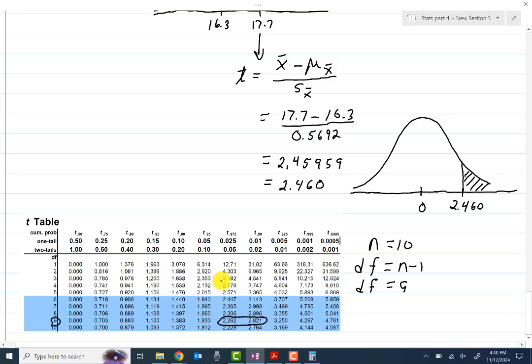So when I look here, if I'm doing two tails, this area is between 0.05 and 0.02. So if you take the average of those two, you have 0.035.